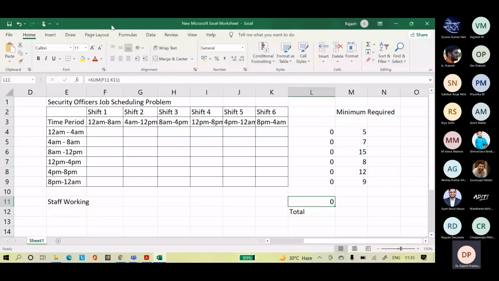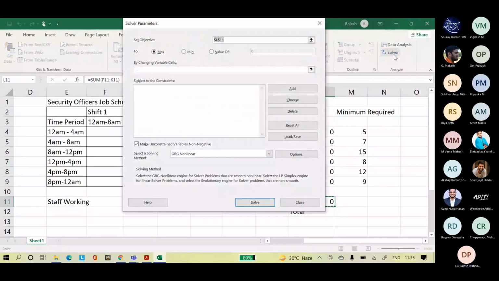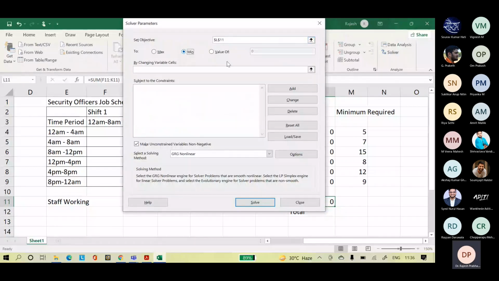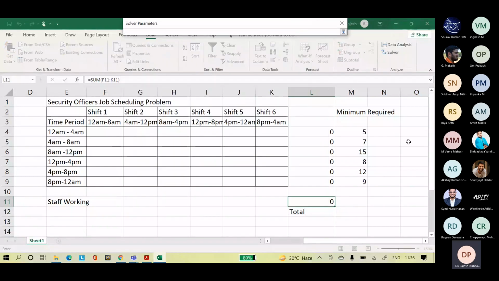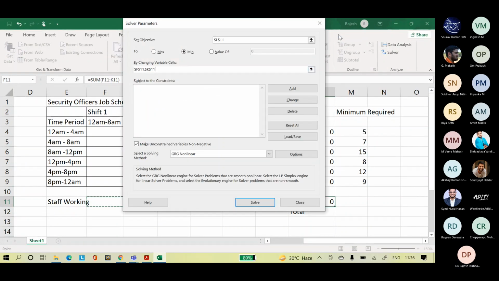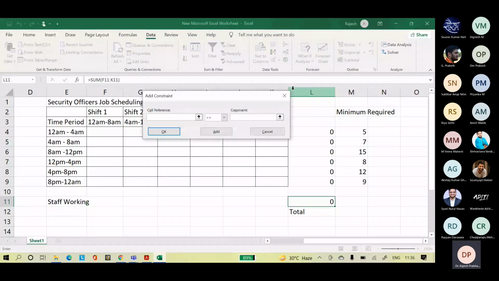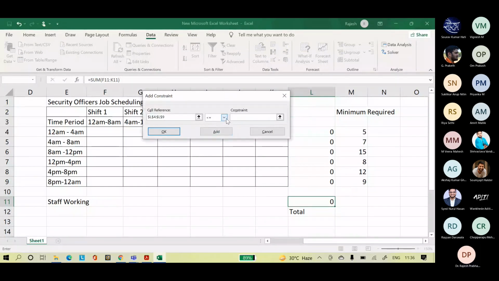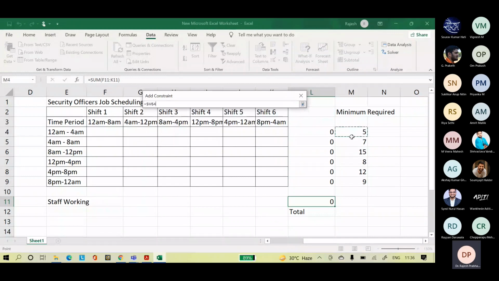Yes, sir. Shall we go to solver now? Solver, select the total cell. Minimizing is the objective. By changing these cells, adding constraints, this is greater than or equal to constraint this.